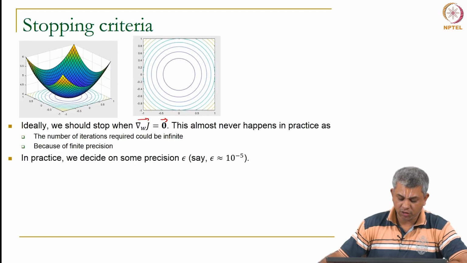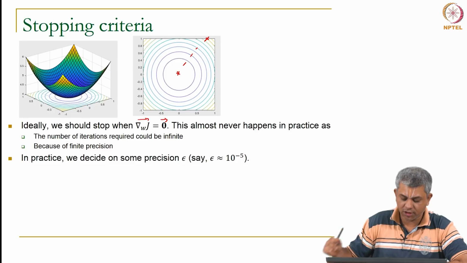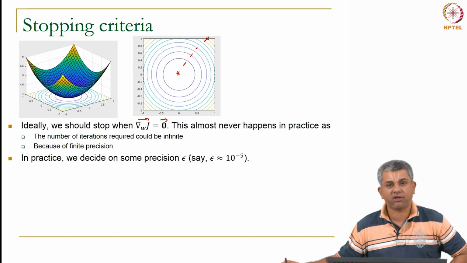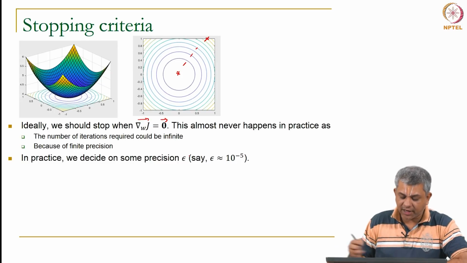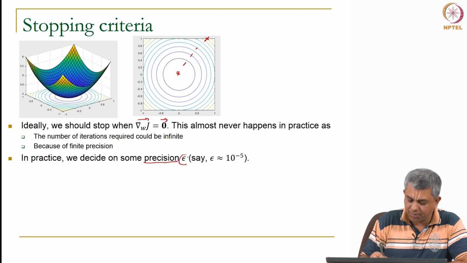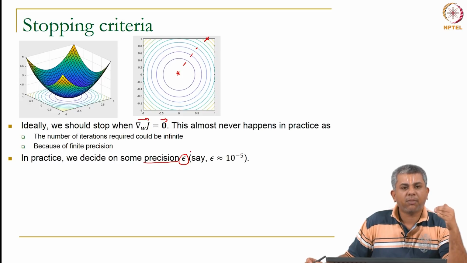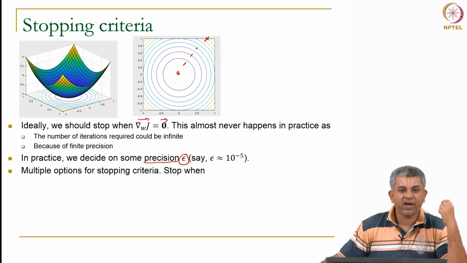So, once again let us look at our previous example. We started somewhere and we wanted to go till the origin. Instead of using infinite precision, we choose some finite precision. I will say I am happy with 5 decimal places, in which case I will set some precision called epsilon, the standard notation, to say that I am happy with 10 power minus 5, or 5 decimal places of accuracy. But 5 decimal places of accuracy in what? So, we have multiple options.